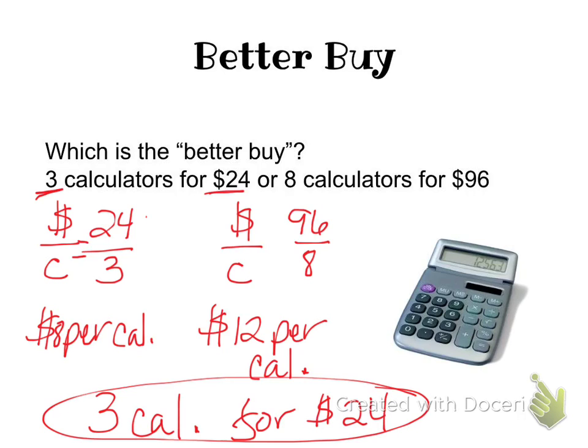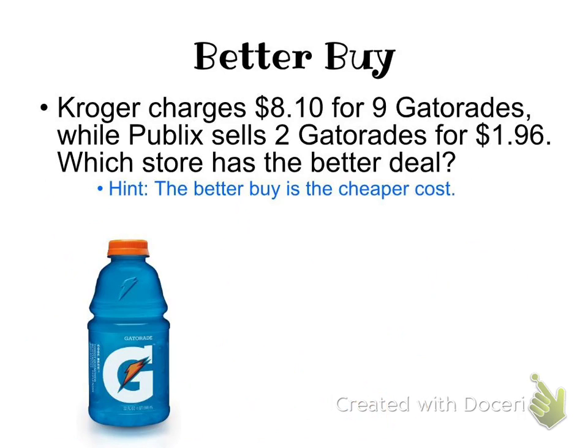All right, I think we have one more. All right, so here we have an example. We have Kroger charges $8.10 for 9 Gatorades, while Publix sells 2 Gatorades for $1.96. Now, these are completely fictitious. This is totally made up, so don't go home and say, oh, this store has better buy on Gatorade, because it really depends on the day, because they change their prices all the time, as you probably already know. So, but we are comparing what's to what? Money. Yep, money to Gatorade. So I'm going to do money to Gatorade there and money to Gatorade here.